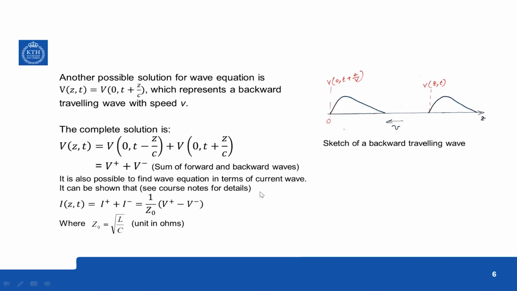It is also possible to find wave equations in terms of the current wave. So we can write the wave equations in terms of the current, then do the same procedure. Then you will see that that also is a sum of forward and backward current waves, and we can define an impedance Z0, which is defined as square root of L by C, and related to the forward and backward traveling waves. So here the symbol is negative when we are representing in terms of voltage and impedance. This also you can derive, and you can see for yourself that this is true as a kind of homework.